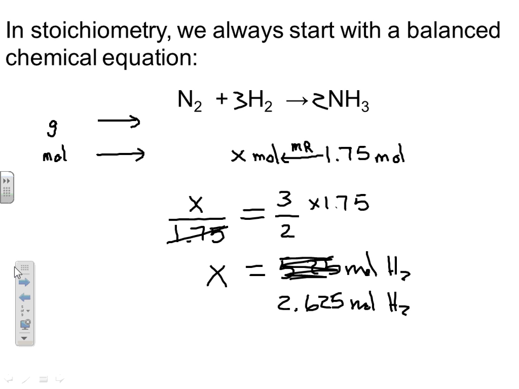Conrad, did you figure out your mistake? Okay. All right. So X is with 3, 1.75 is with 2. X over 1.75, 3 over 2. Okay.